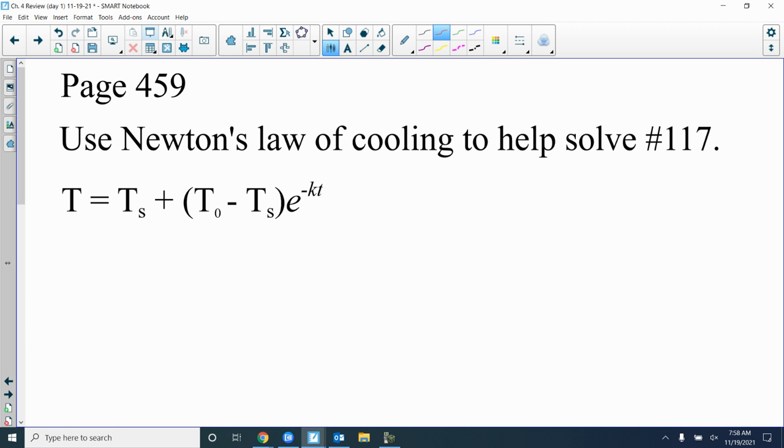Okay, this formula right there is Newton's law of cooling. You will not have to memorize that. I will give that to you. Copy that down, though, and I'll explain what the pieces are. So T equals T sub S plus, in parentheses, T sub 0 minus T sub S, e to the negative kt. So now this works when things cool down or heat up based upon the surrounding temperature.